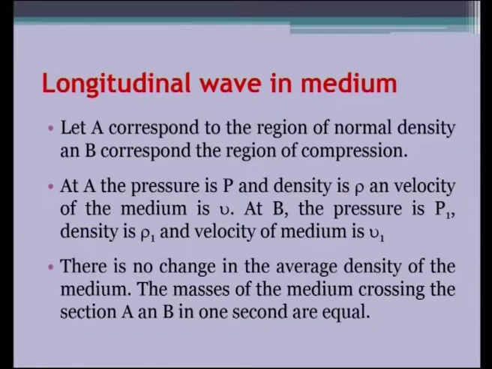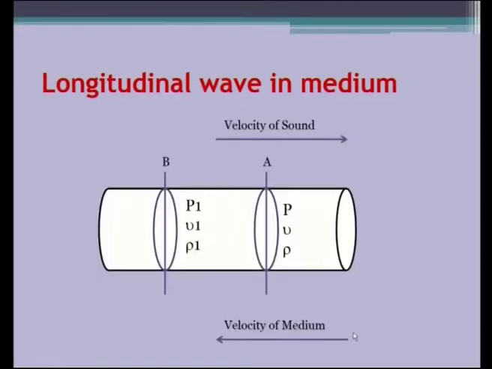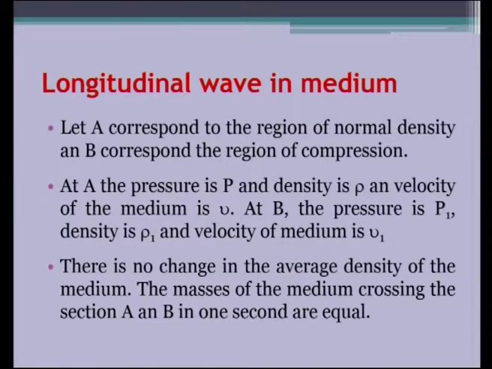Let A correspond to the region of normal density and B correspond to the region of compression. Bring back the illustration we had just before. A is one cross sectional area which is on the right hand side of the tube, and B is the cross section which is on the left hand side considered. So, these are the two regions. At A the pressure is P, density is rho and velocity of the medium is V. At B the pressure is P1, density is rho 1 and the velocity of the medium is V1.